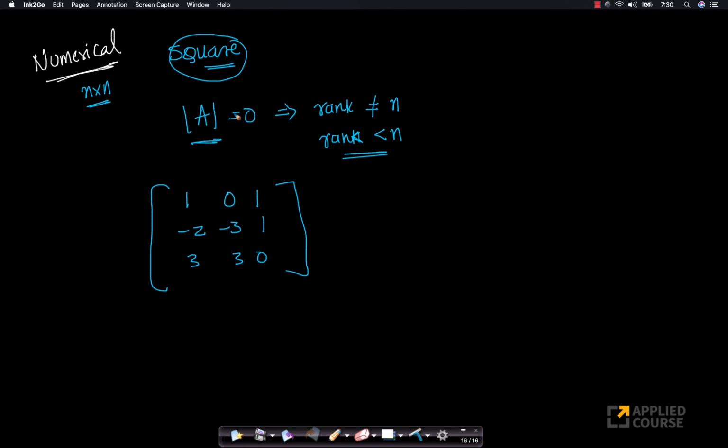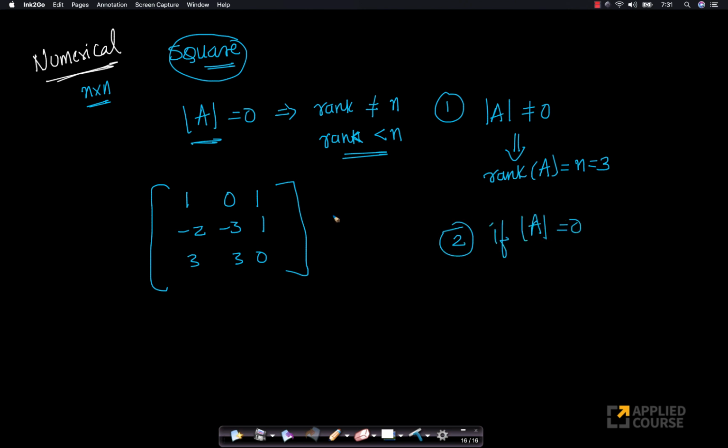If det of A is not equal to 0, then this implies that the rank of A equals n, which in this case is equal to 3. First thing. If det of A equals 0, next case, then look at a submatrix. So, for example, this is a 2 cross 2 submatrix. Similarly, this is a 2 cross 2 submatrix. Similarly, this is a 2 cross 2 submatrix.